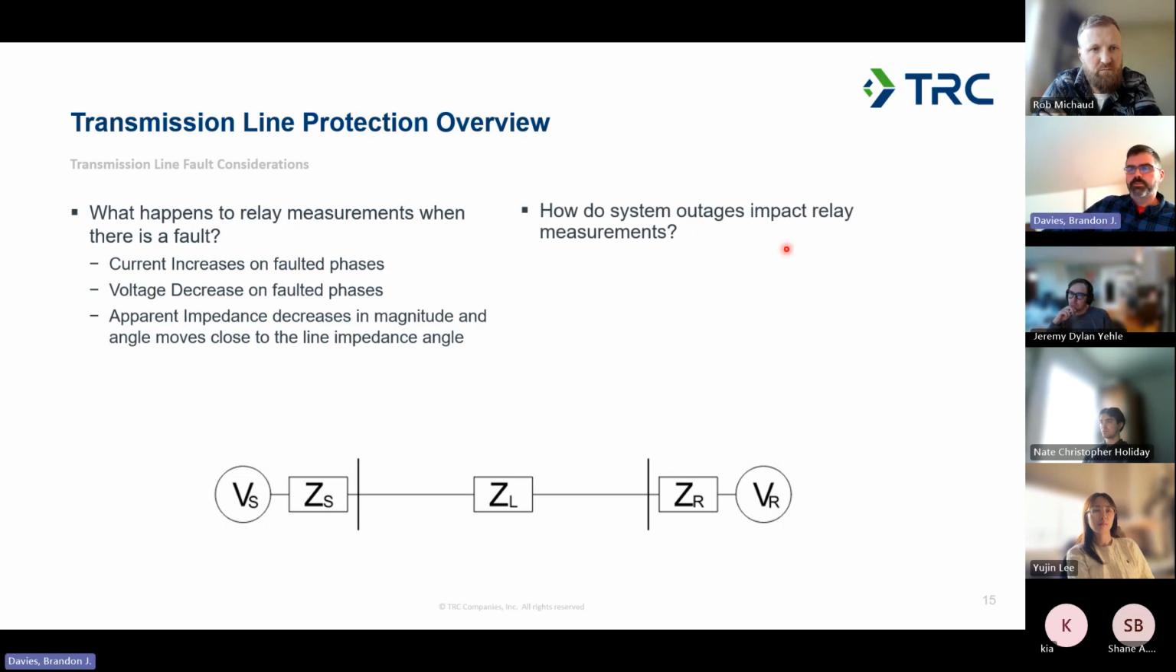And I kind of touched on this one, the last one. What about system outages? What does taking a line out or another piece of equipment out do to your relay measurements? What would your relay see for the same fault with a different source strength?